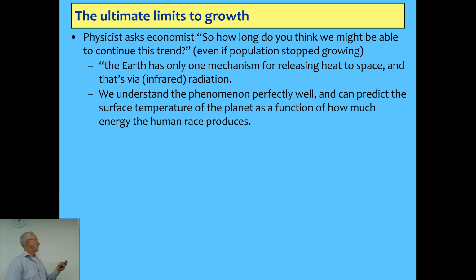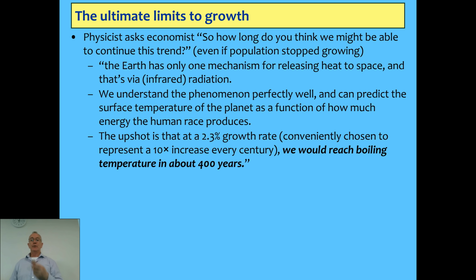Now we know that extremely well, and you can actually measure this, predict what the surface temperature of a planet will be as a function of how much energy we're using on the surface of that planet. And he said if you do that, and you predict that you continue growing at 2.3% real terms per annum, and that's just because if you have a 2.3% rate of growth, every decade you increase the amount of energy you're using by a factor of 10. That's why he used 2.3%. He said if you do that, even without global warming, even without an atmosphere to worry about, the temperature of the planet would exceed the boiling point of water in about 400 years.